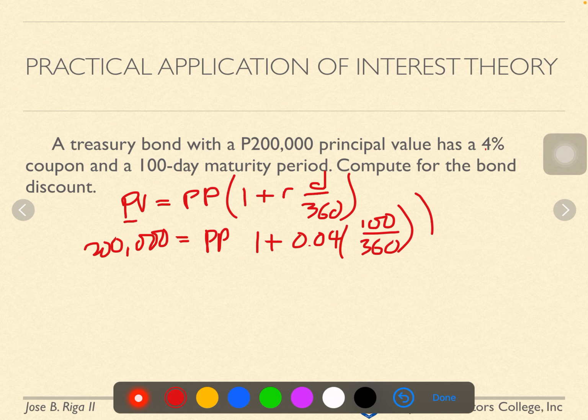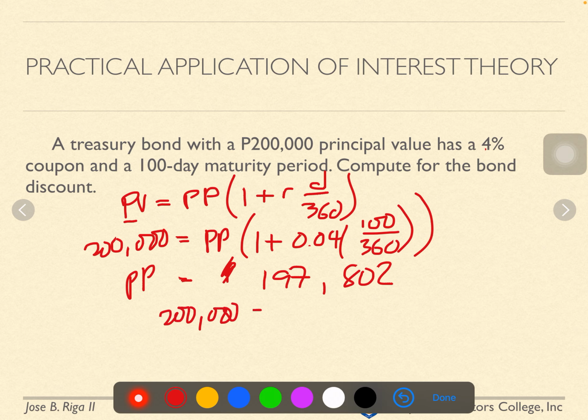Our present price will be 197,802. We subtract this from 200,000, so that is equal to 2,198. So this is our bond discount.